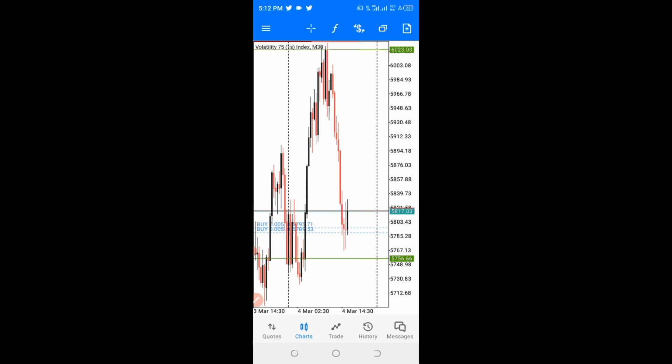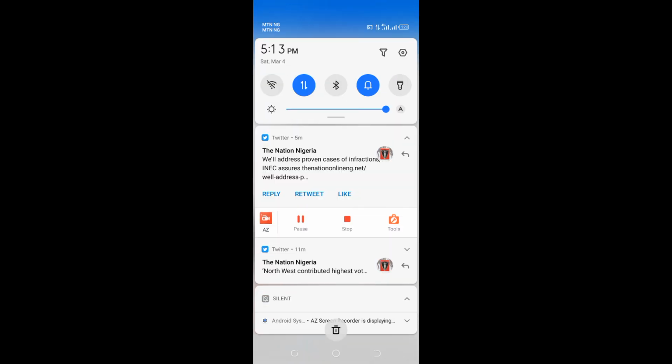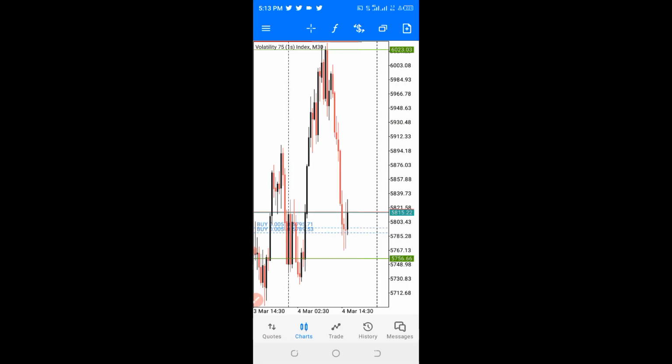I remember the other time, maybe sometime last week, one of my mentees asked me, "Oh boss, I learned that SMC doesn't work on synthetic indices." I just smiled and laughed. SMC does not work on synthetic? So far it has an open, a high, a low and a close, it must work on it.